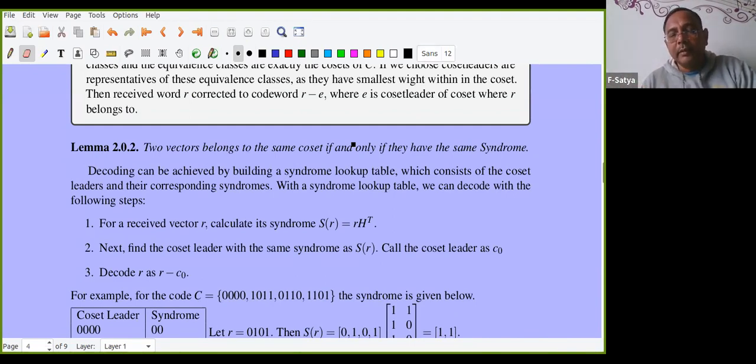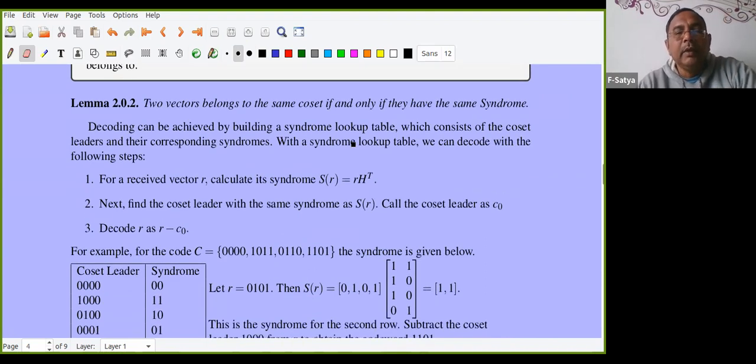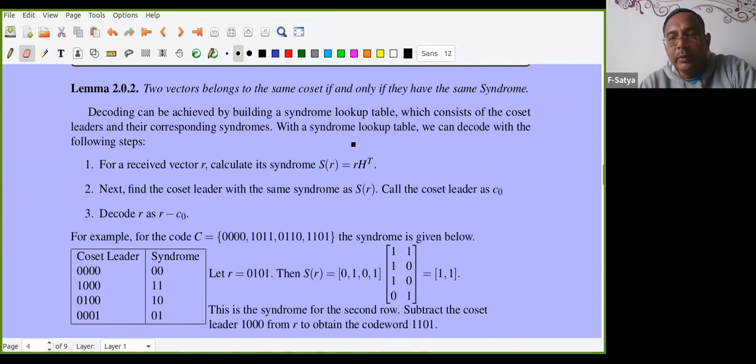So q power n minus k vectors will be there, but each row will give the same syndrome. That means how many different syndromes will be there? They are all distinct also. Total how many syndromes are there? q power n minus k syndromes, right? So now I need to compute only the syndrome table. That is called the syndrome table. How we can use it to decode now?